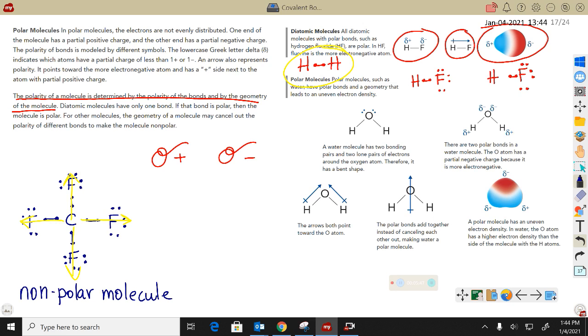Even though each individual carbon-fluorine bond is polar, the electrons are not shared equally. But because of the arrangement of those polar bonds around the center, they cancel, and overall I don't have a substantial region of charge. But now look at the water molecule.